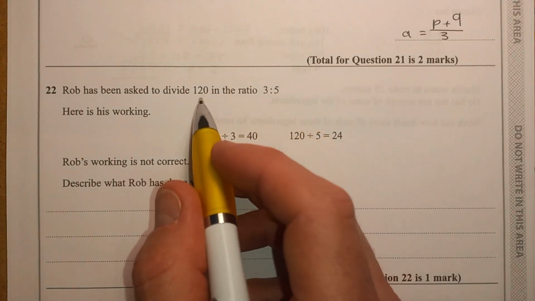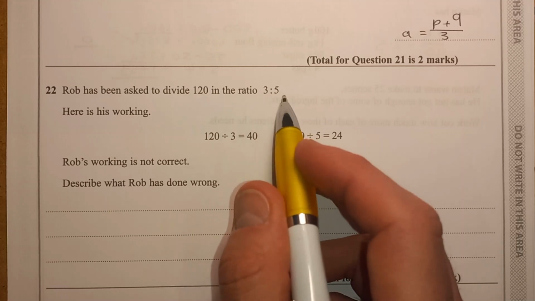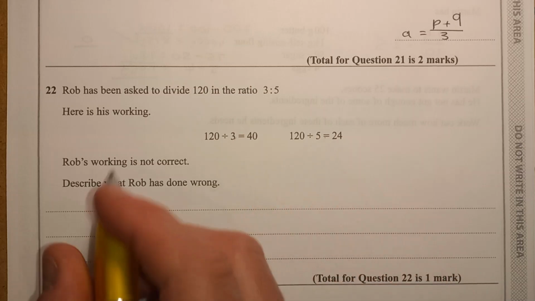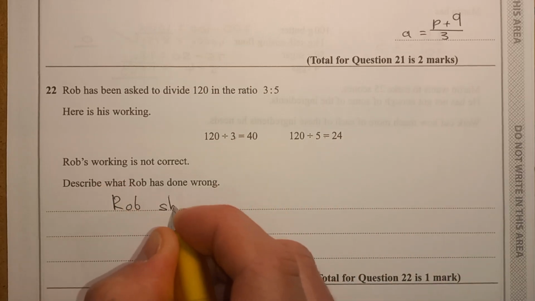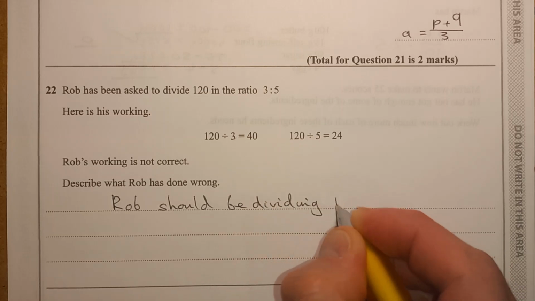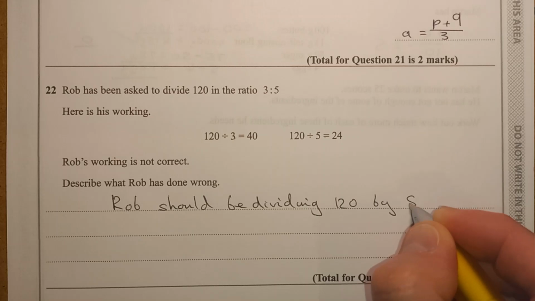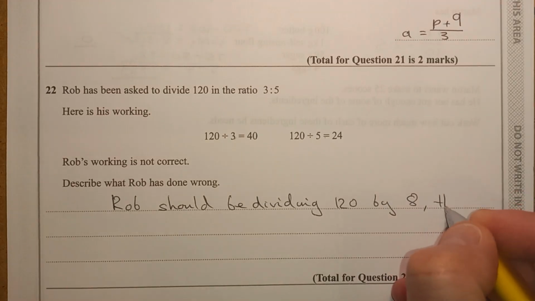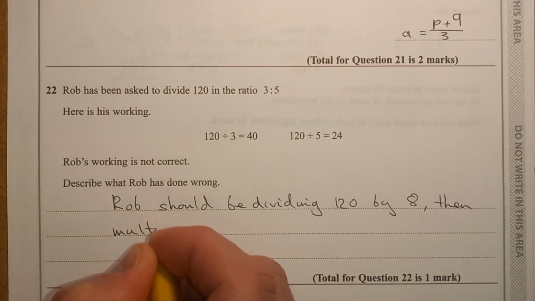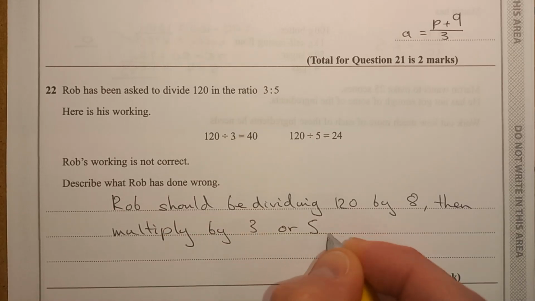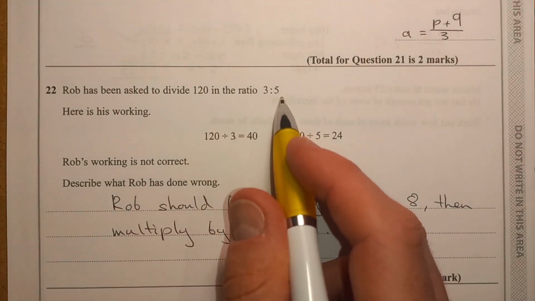Well, if 120 is to be divided in the ratio 3 to 5, instead of dividing by 3 and 5, he should be dividing it by 8. So he should be dividing 120 by 8. Okay. Then he would multiply by 3 or 5.